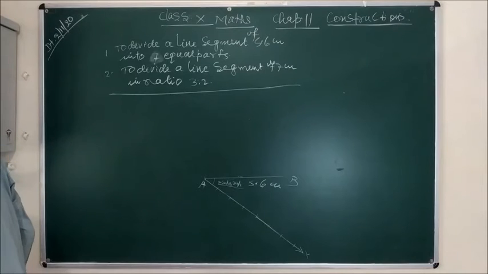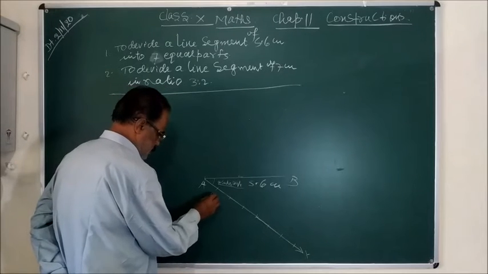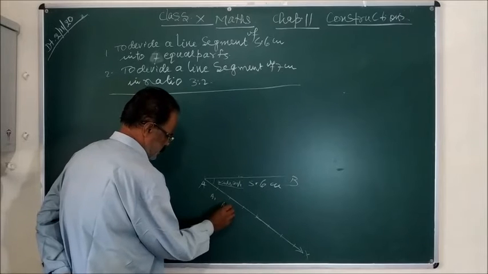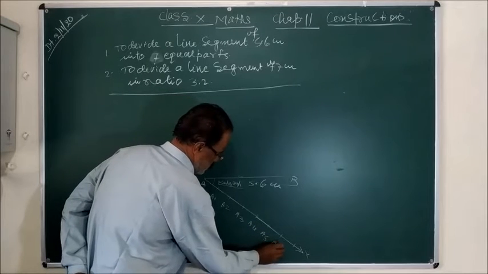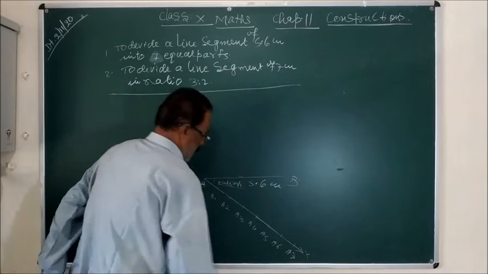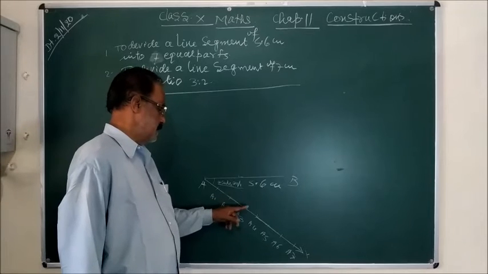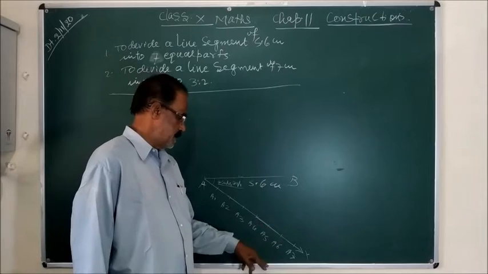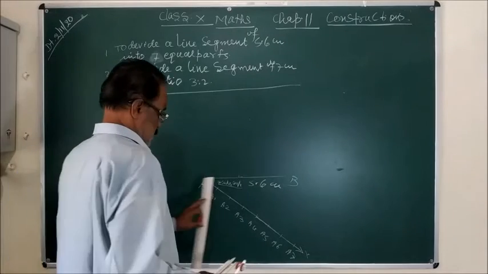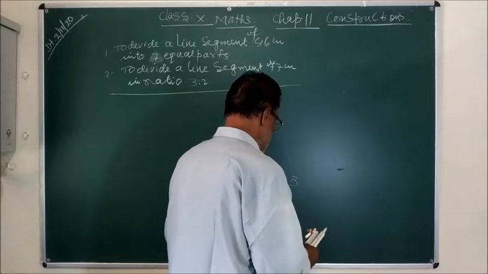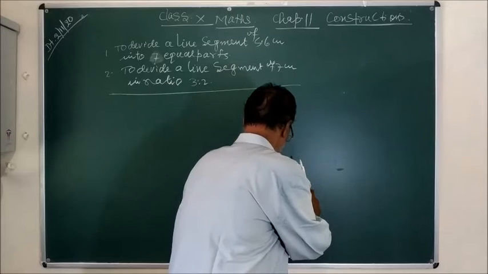So we have taken these, we have divided this AX into, suppose this is A1, A2, A3, A4, A5, A6, A7. And these are equal. A1 is equal to A1A2, A2A3, A3A4, A4A5, A5A6, A6A7. Next, we join B to A7. We join this.